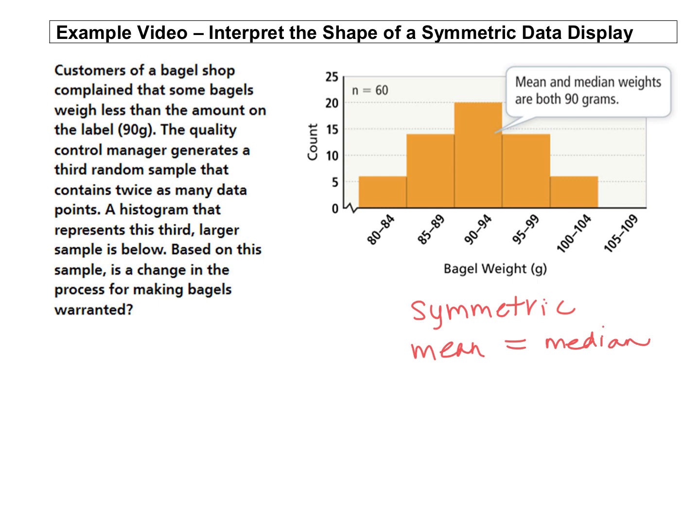So based on the sample, is a change in the process for making bagels warranted? Well, the mean and median weights are both 90 grams, and they're advertising that the bagel should weigh 90 grams, and that is the average weight once the sample size was increased. So there's no need to make any changes in the process for making bagels based on the symmetric data display.